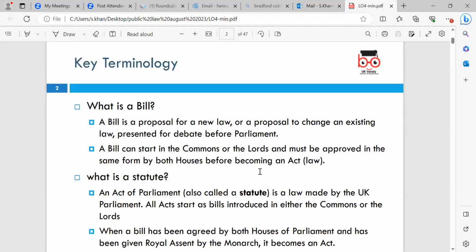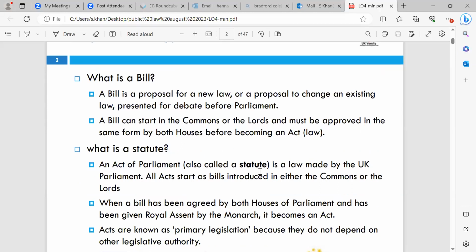Okay. So key terminology. So what is a bill? A bill is a proposal for a new law or a proposal to change an existing law presented for debate before Parliament. A bill can start in the Commons or the Lords and must be approved in the same form by both houses. Why do you think there's a need for a bill to be amended? What might be a reason that they may want either a new law in place or a bill to be amended? Why do you think?